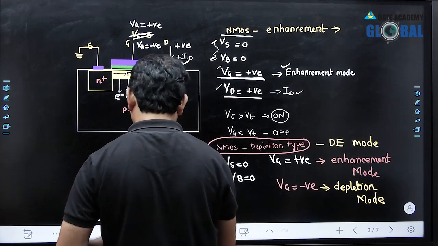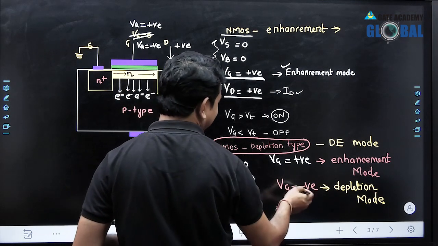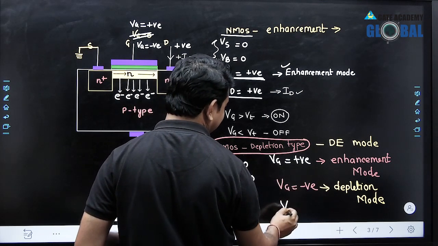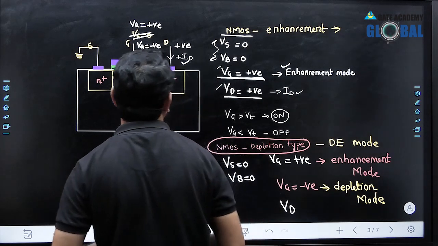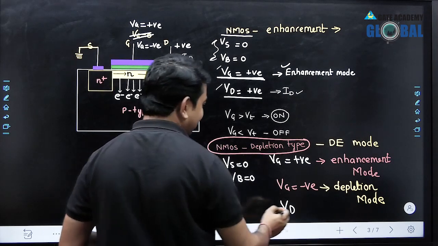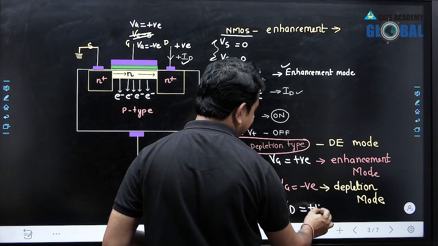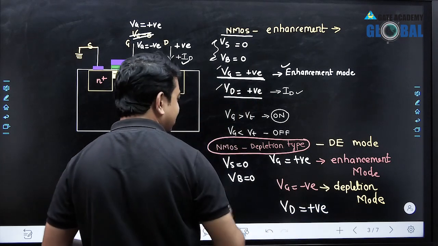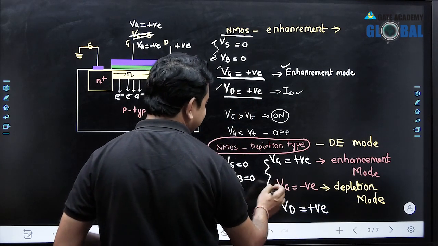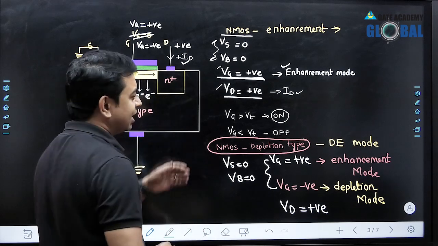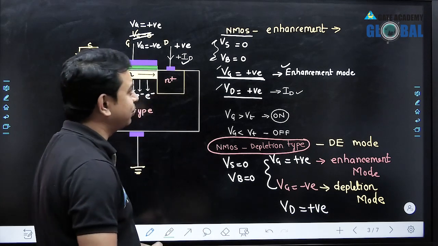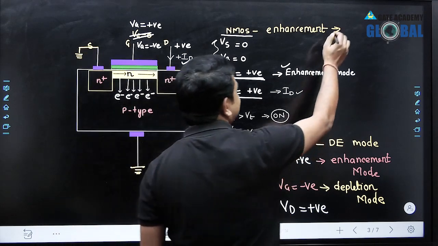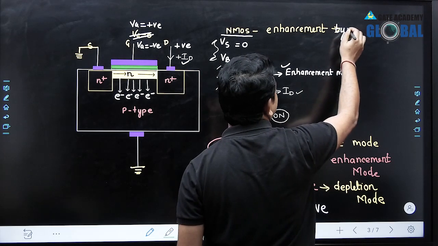So the gate terminal voltage must be applied. And if someone asks whether we are working in this mode or that, we need to have a current, and current means this current. So the drain terminal must be positive here. The drain terminal must be positive. So there are only minute changes that can be seen between enhancement and depletion type MOSFET. So this is the enhancement type MOSFET and this is the depletion type MOSFET.